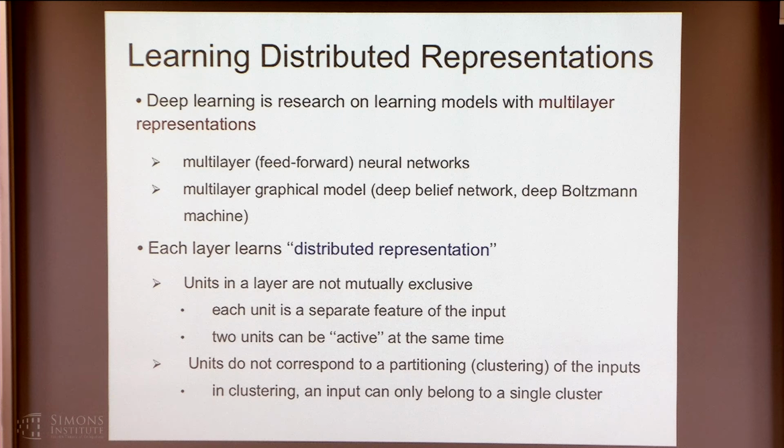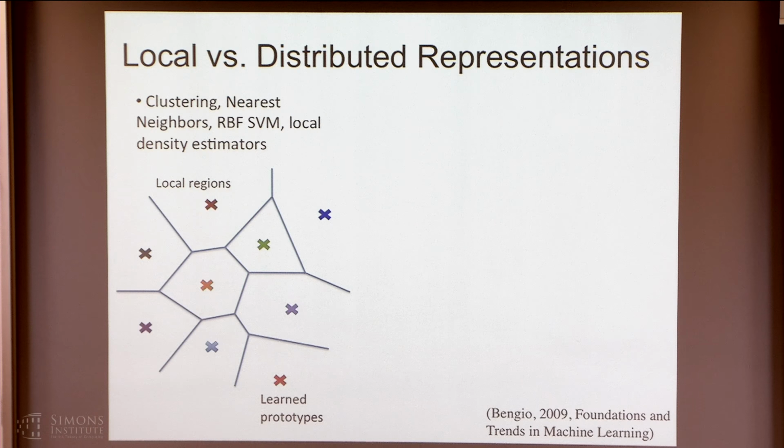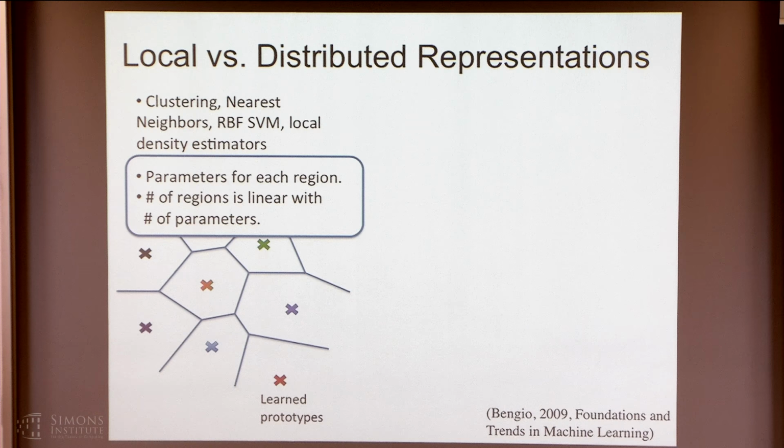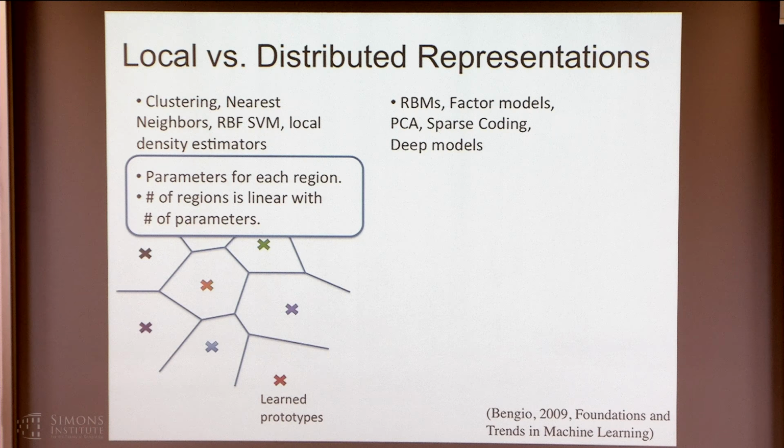And units don't necessarily correspond to the partitioning of the data, so it's unlike in clustering. Let me give you an example. This is coming from Yoshua's book on foundations and trends in machine learning. If you look at clustering or nearest neighbor type of approaches, you typically partition the space and find prototypes one way or another. You have to specify the parameters for each region, so the number of regions is linear in the number of parameters. For distributed systems, so systems that learn distributed representations like Boltzmann machines, factor graphs, PCA, sparse coding, these are very popular models.